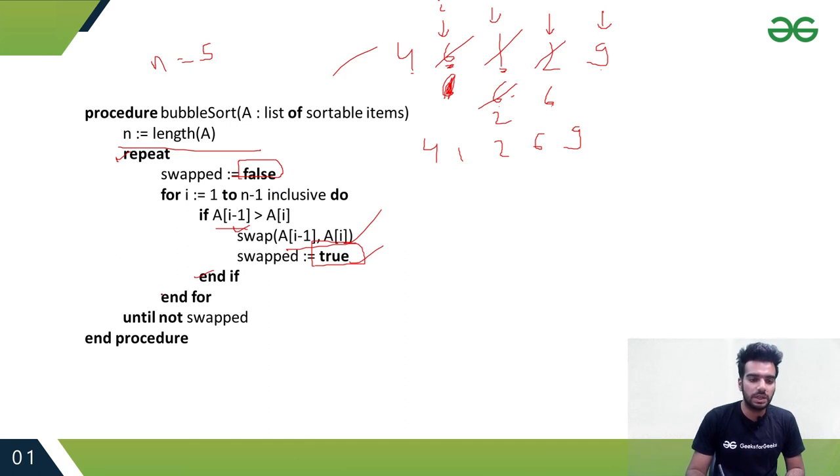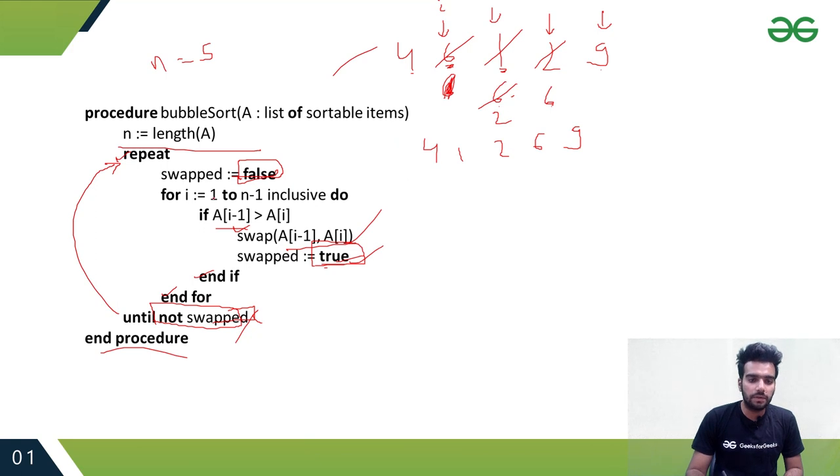So after the first iteration, 9 is at its place, but until no swap happens, we have to repeat this procedure. So is the swapped value true or not? So it will again repeat this loop. If the value remains false, then this condition will terminate and we'll end the procedure. But it is true, so we have to continue to repeat the loop.